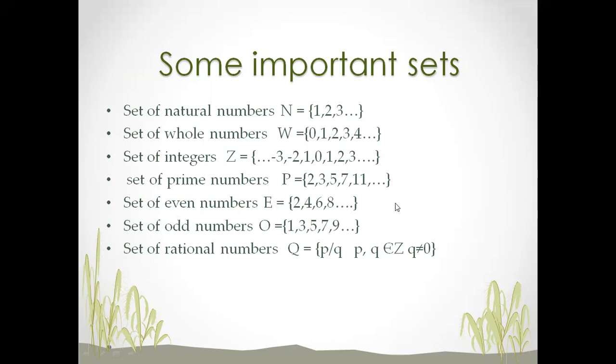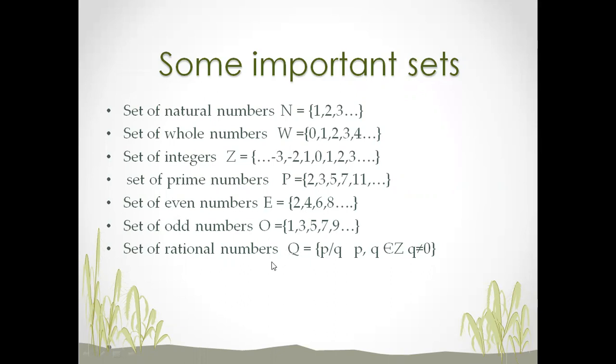And next we see the set of even numbers. Even numbers are the numbers which are divisible by 2: 2, 4, 6, 8 and so on. These are the multiples of 2, so that's why these are the even numbers. And the set of odd numbers are those which are not divisible by 2. So that's why these are the odd numbers.